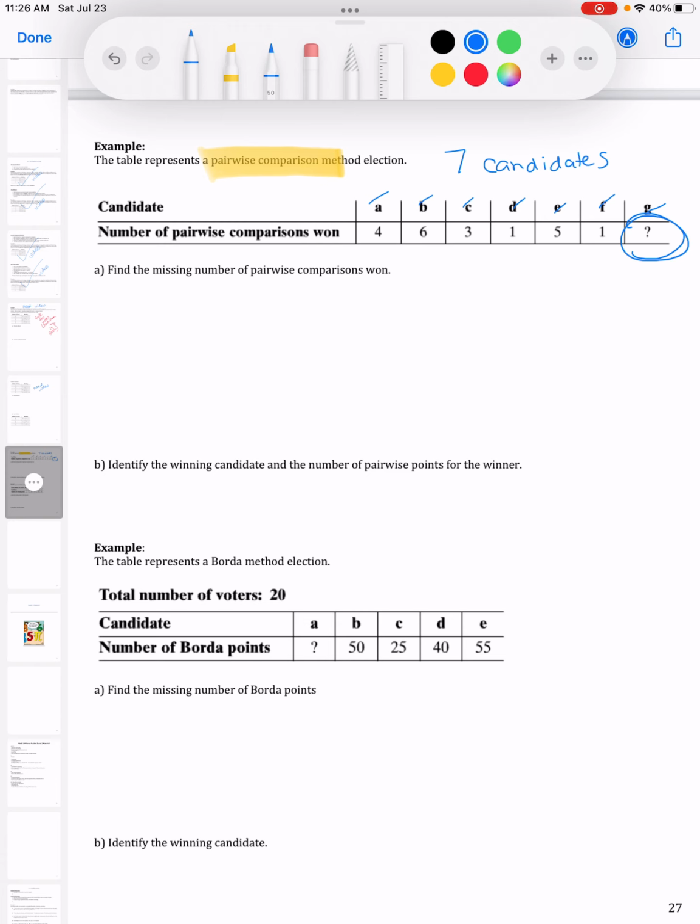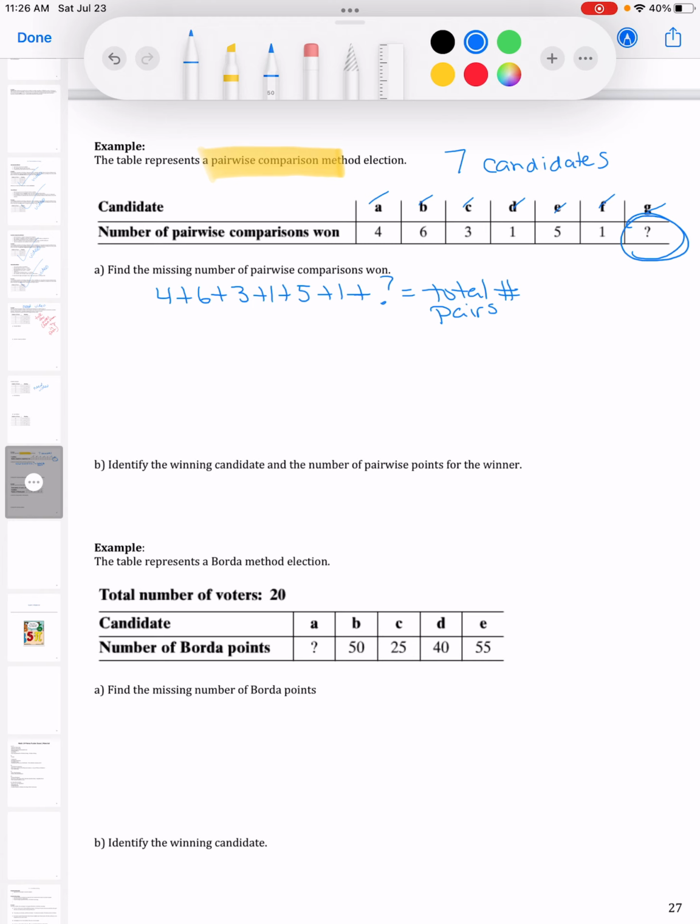So to do that, I'm going to add up all these that I know. I don't know the last one, so I'm going to put a question mark, or you could put an X there if you would rather it look like an algebra problem. And this is going to be equal to the total number of pairs. Now, I'm going to have to do a little bit of work to find the total number of pairs.